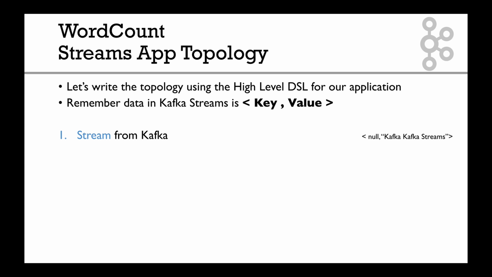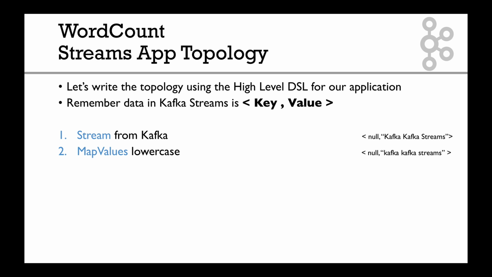We've seen this before. So the first thing you want to do is create a stream from Kafka. And you see on the right-hand side, I'll show you what the streams may look like. So for one data point, it may be the null key, okay, because there's no key, and the value is Kafka streams. All right, why not?